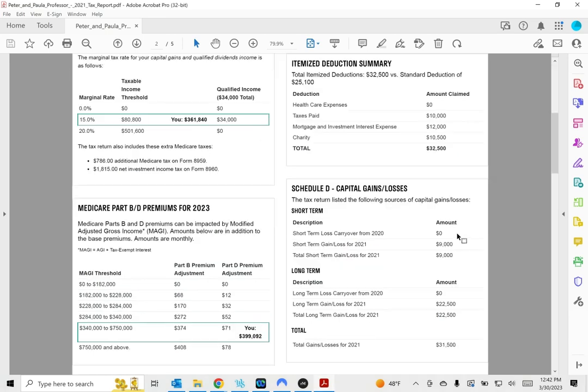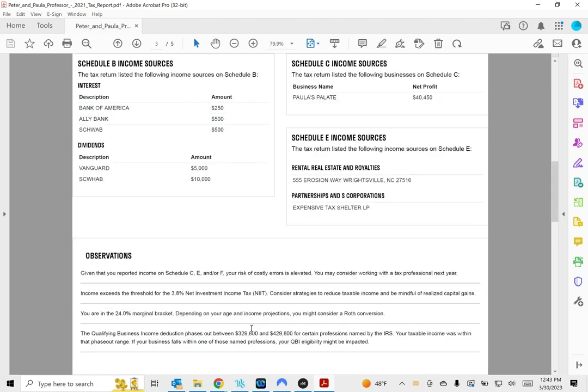If I go page down, what we're looking at is then it will look at itemized deduction summary, things that you did in the past, and then we'll break down, depending on your age, what your Medicare expenses would look like based on your income. So depending on the scenario, this may not be incredibly lengthy. However, where the most value can come is in the observations.